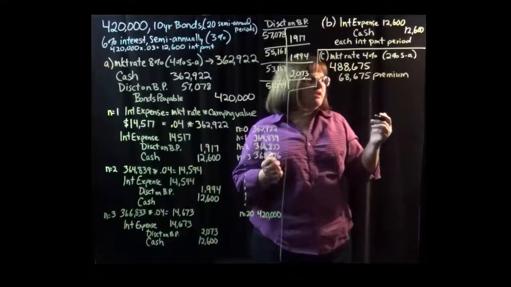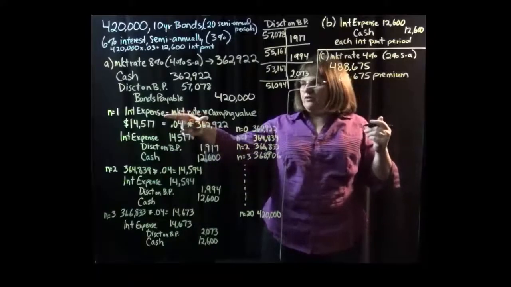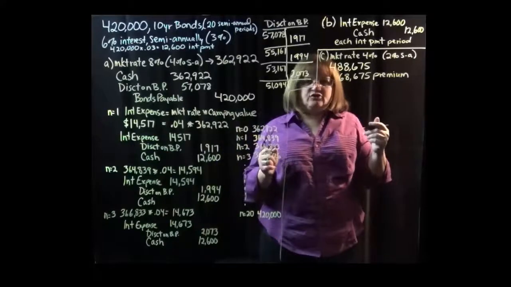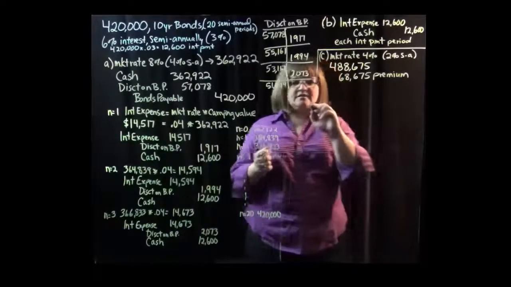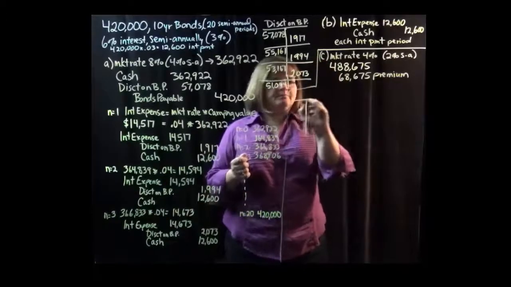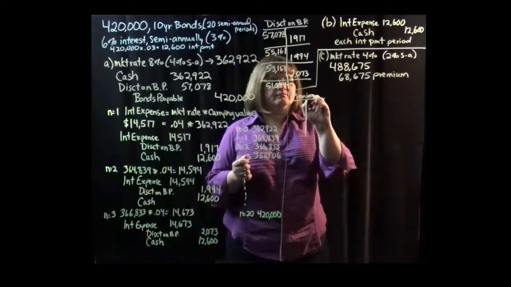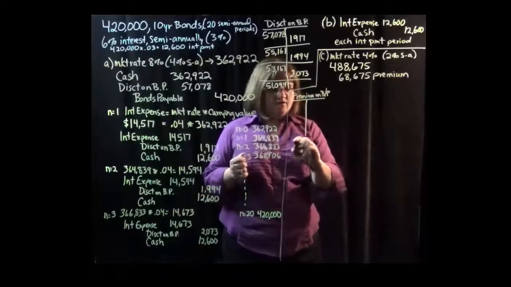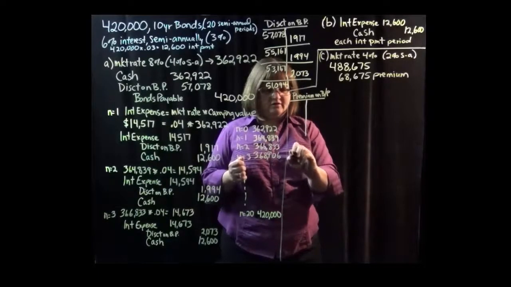Now our interest expense calculation will be the same as what we saw before. We'll take the market rate times the carrying value in each of the different time periods. Let's go ahead and set up a T account for our premium, just like we did with our discount. And we'll set up a little space for us to do our carrying values down here.